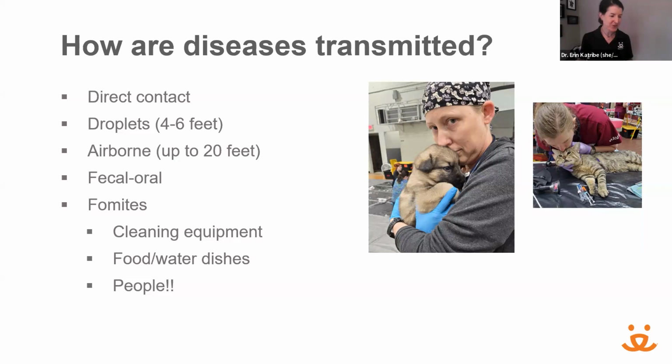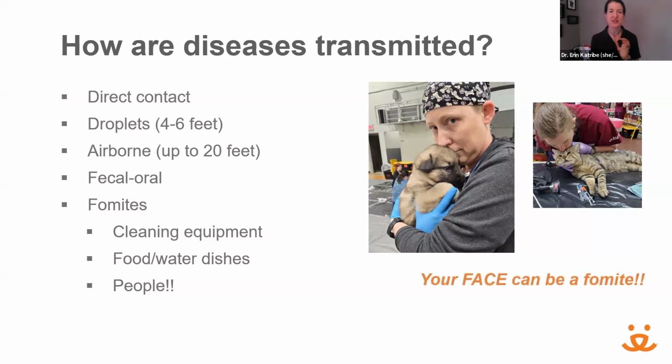I have a couple of photos here. These are both photos in clinic settings of a veterinarian and of a technician. And in both of these photos, you can see those staff are wearing gloves, which is a great way to prevent disease spread, which we'll talk about here in a little bit. But in both of these photos, right, in the one with the puppy, she's holding that puppy close to her body, and she is also holding that puppy close to her face. And in the second photo, she's wearing gloves, but again, she's kissing that cat.